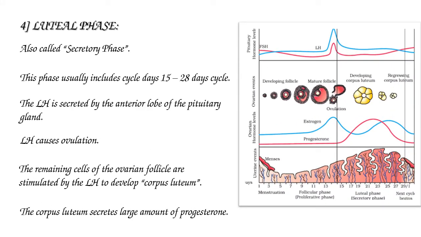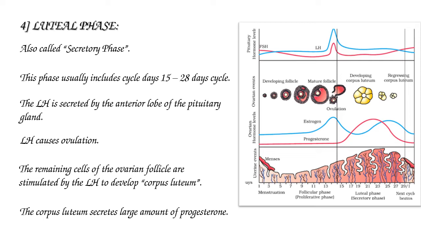The last phase, the luteal phase, is also called the secretory phase. This phase usually includes days 15 to 28 of the cycle. Luteinizing hormone is secreted by the anterior lobe of the pituitary gland, and this LH causes ovulation, and the remaining cells of the ovarian follicles are stimulated by LH to develop the corpus luteum. The corpus luteum secretes a large amount of progesterone.